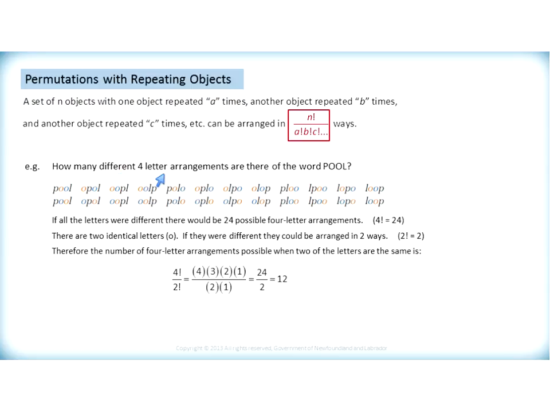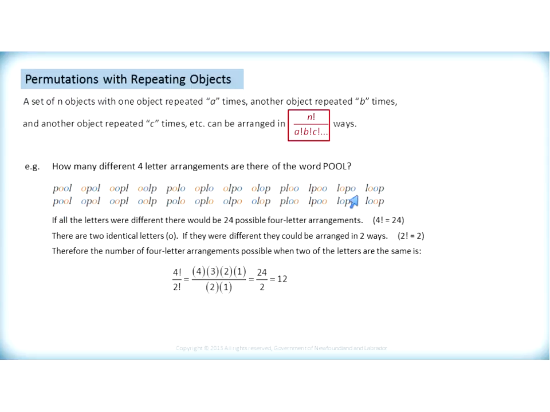So how many different 4-letter arrangements or permutations are there of the word pool? Note that the letter O is repeated 2 times. So there are 2 identical letters, but if they were different, they could be arranged in 2 different ways. So in this case, the word pool can be written as P-O-O-L with the orange and the blue letter, but if the blue and the orange were arranged differently, you'd have the blue and then the orange written differently.